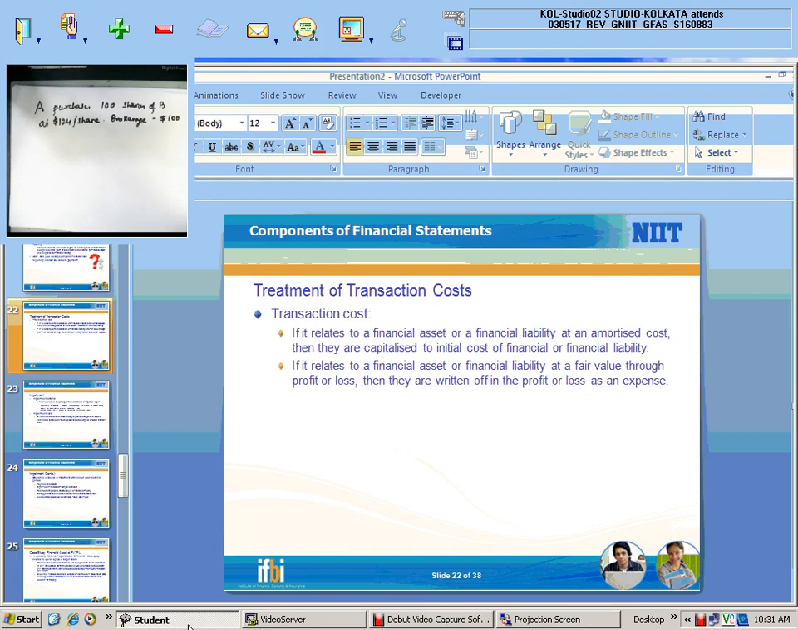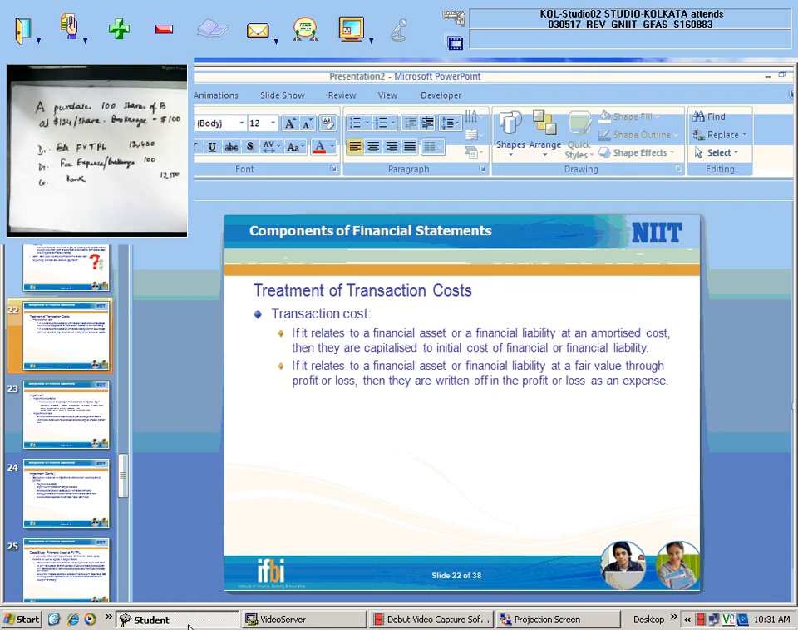So on the date of acquisition of the shares, entity A will debit financial asset at fair value through profit and loss, they will debit 12,400, debit fee expense, that is brokerage, $100, and credit cash 12,500. This is the journal entry.